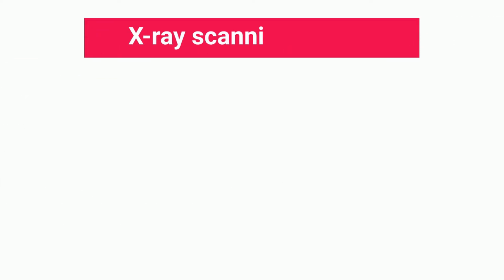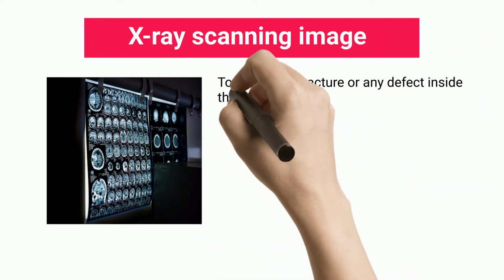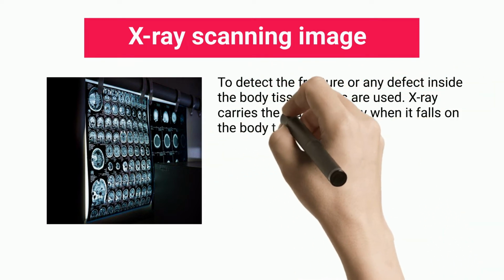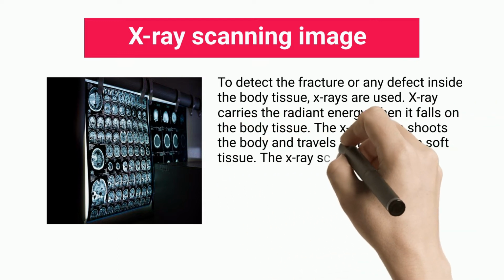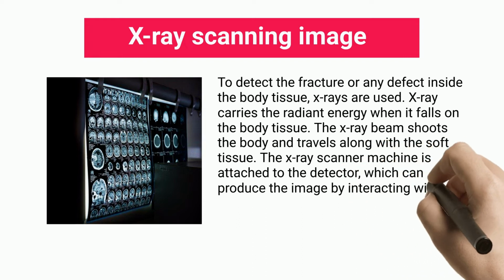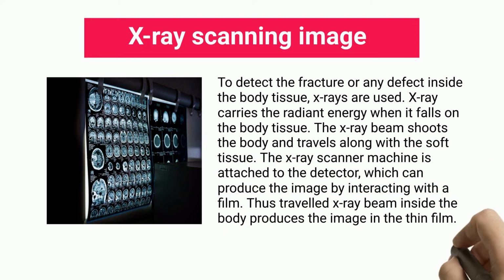X-ray scanning image. To detect the fracture or any defect inside the body tissue, X-rays are used. X-ray carries the radiant energy when it falls on the body tissue. The X-ray beam shoots the body and travels along with the soft tissue. The X-ray scanner machine is attached to the detector, which can produce the image by interacting with a film. Thus, the traveled X-ray beam inside the body produces the image in the thin film.